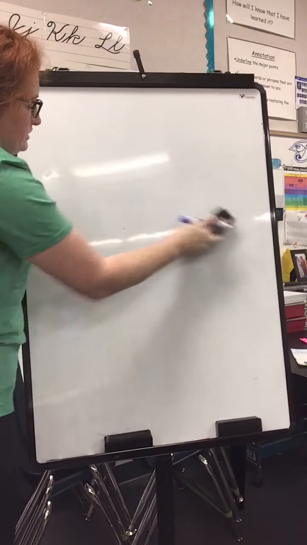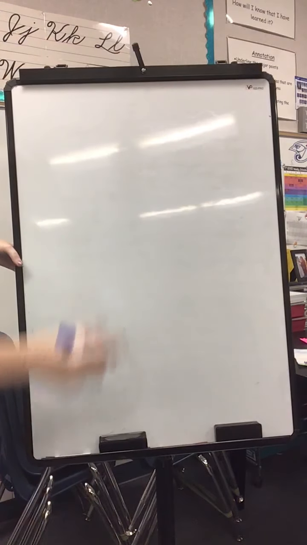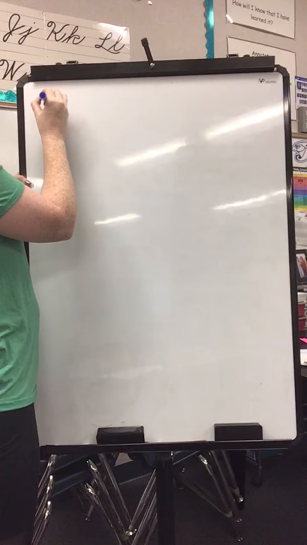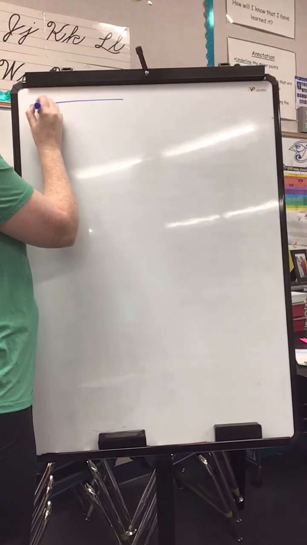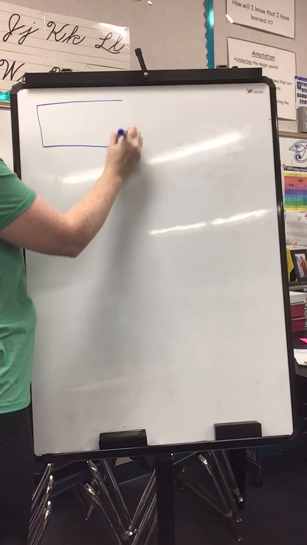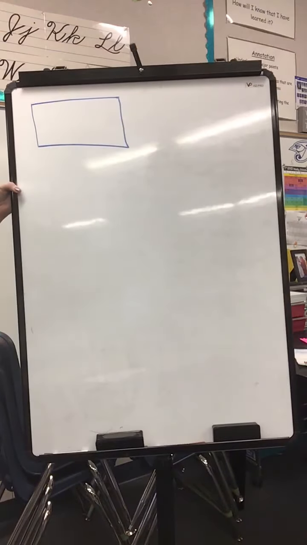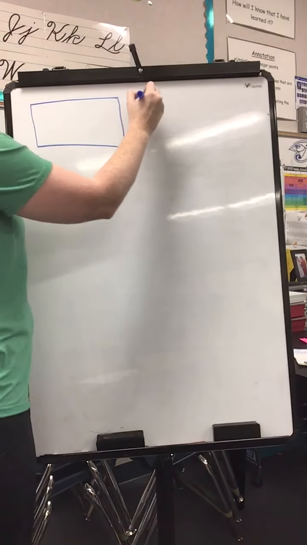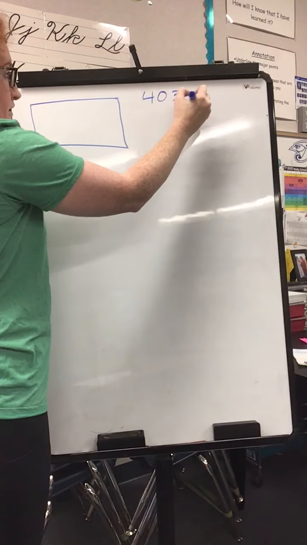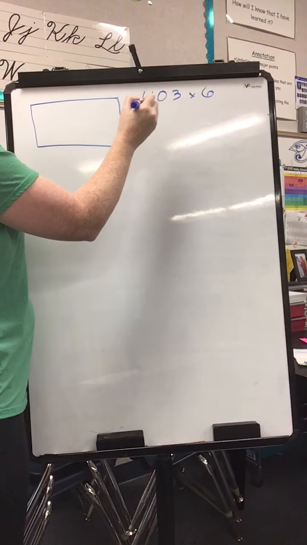Now I'm going to do this same exact problem using area model, just so it's a way to double check our answer. So remember, an area model is a box. This is really helpful when you are learning area and perimeter. So with area model, we are taking our 403 and we are splitting it up by place.